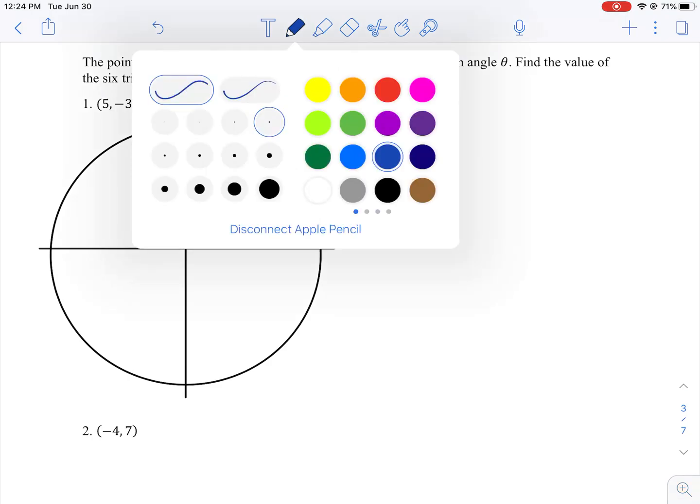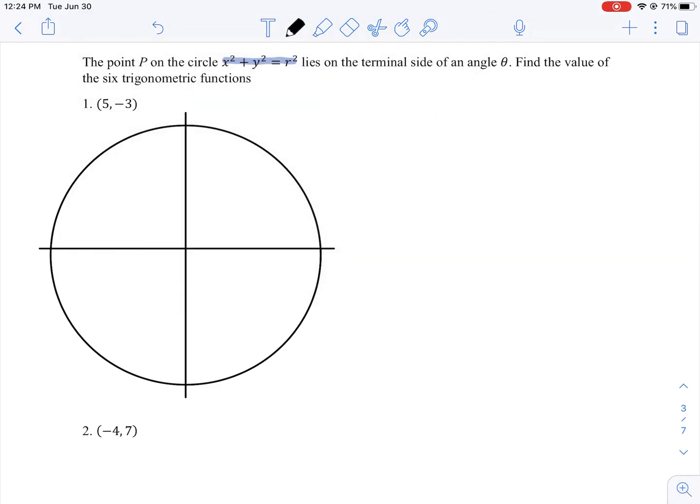So the first thing I'm going to do is label this point P, and I'm going to place a point in the fourth quadrant and label that (5, -3). And then I'm going to draw an angle whose terminal side passes through that point.